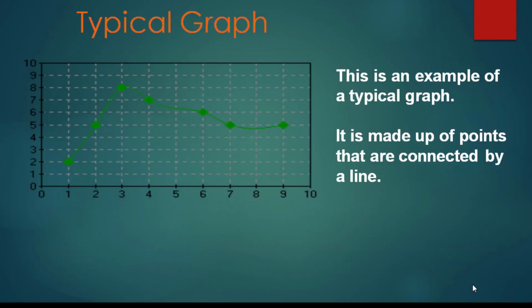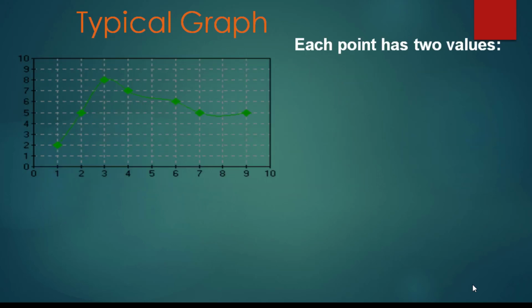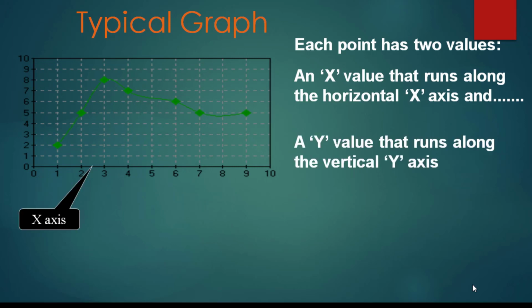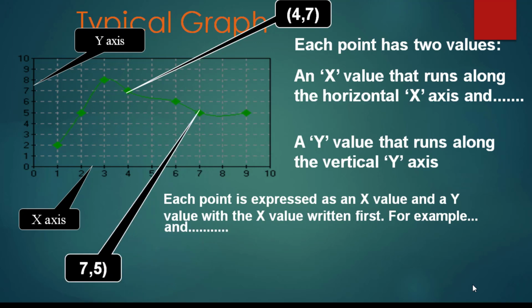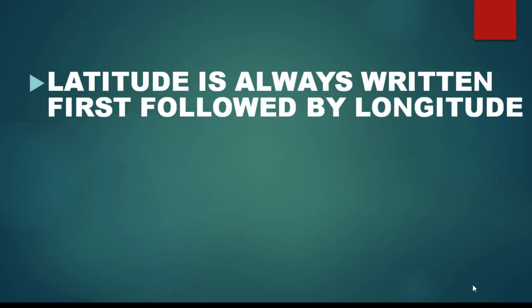Locating a place is very similar to locating a point on typical graphs, which we have been using since our childhood. So for example, each point has two values, x value and y value. X value runs along the horizontal line and y value runs along the vertical line. So each point is expressed as an x value and y value with x value written first. For example, 4, 7. So here x is 4 and y is 7. Similarly, 7, 5, where x is 7 and y is 5. Note that latitude is always written first, followed by longitude.